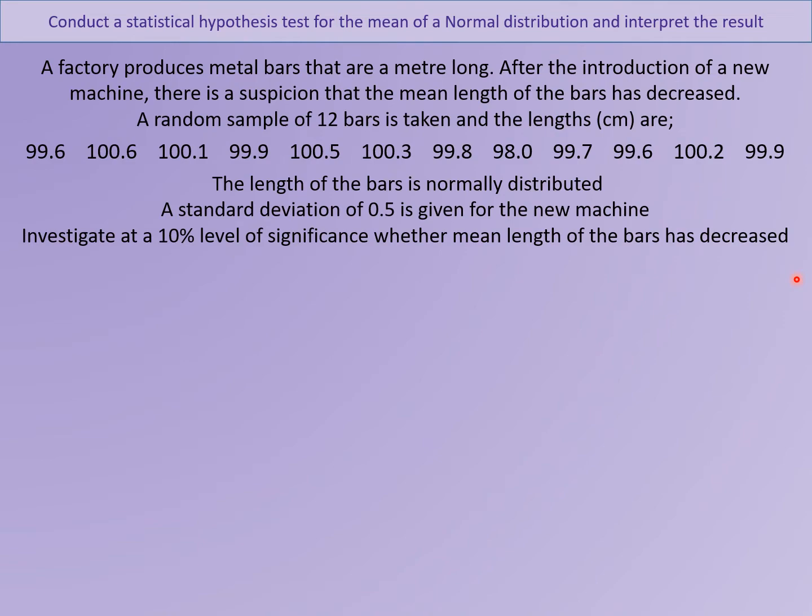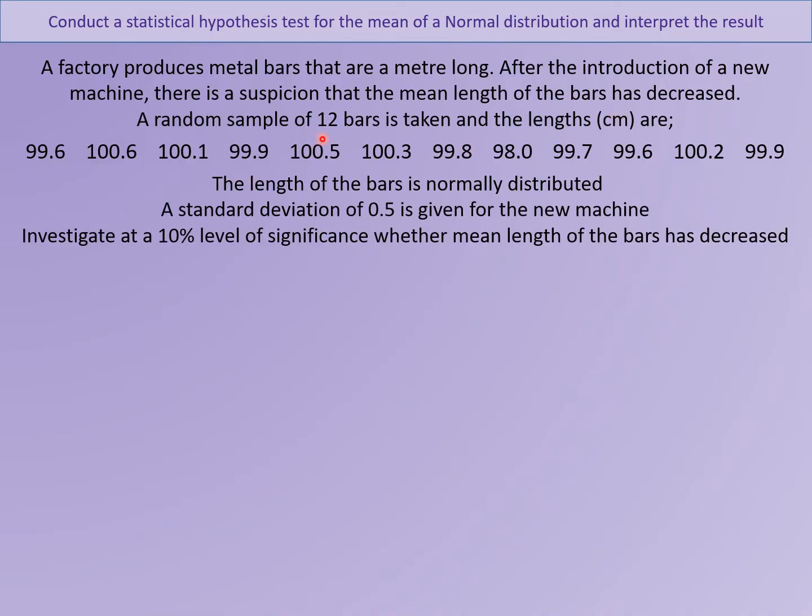Okay, so before we move on to t-distribution, we need to make sure that you fully understand how to run hypothesis tests with normal distribution. So what you should have found is this factory produces the metal bars with a length of 1 metre. As you can see, most of the sample there is roughly 1 metre. They introduce a new bar and there's a suspicion that the length of the bar has decreased. So they think the bar has decreased.